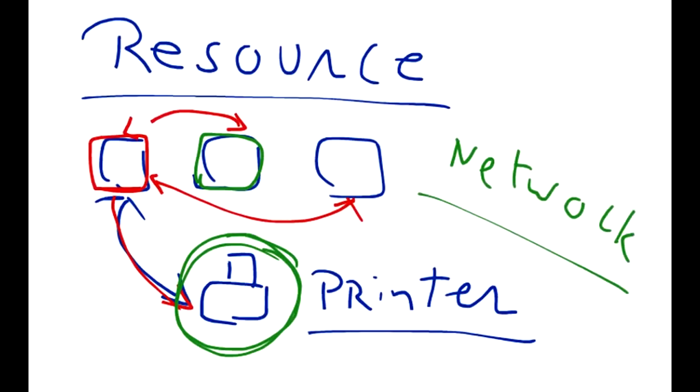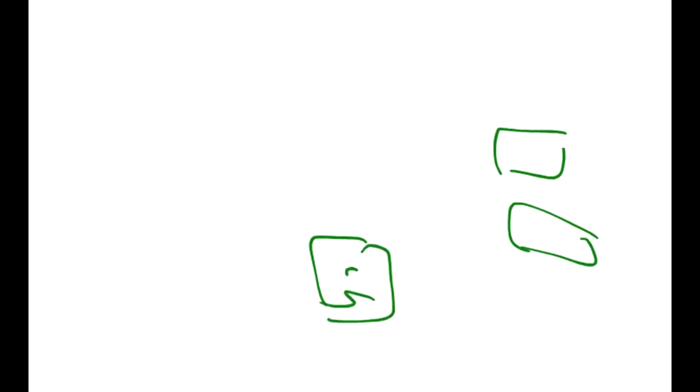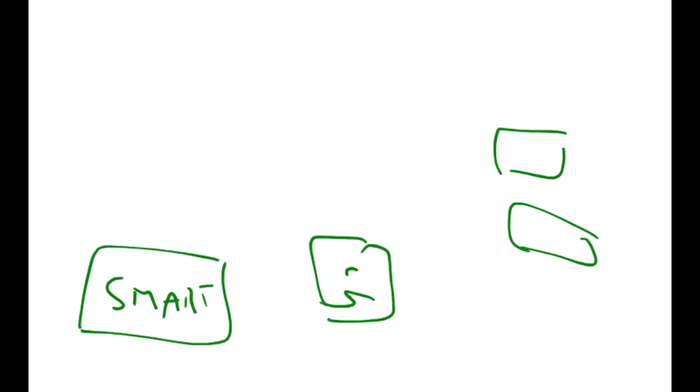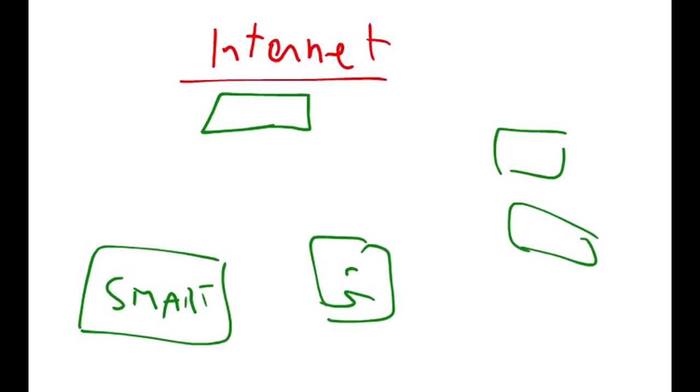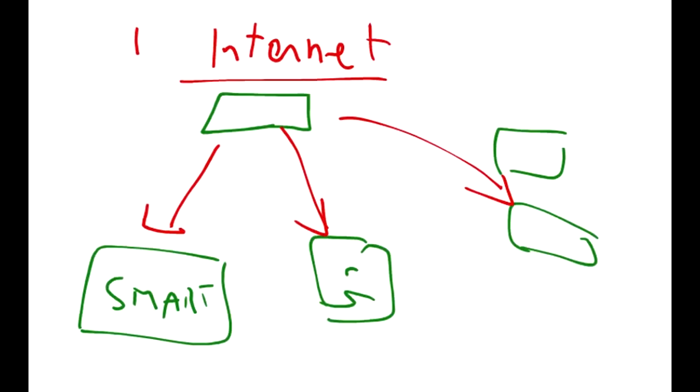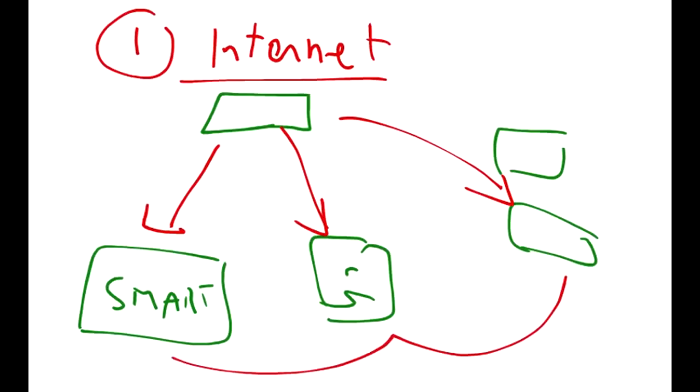Another example of resource sharing is the internet connection. Let us suppose we have got a laptop, a tablet, and a smart TV at home, but we have got only one internet connection. And usually at home we share one internet connection resource with three devices. So the purpose of a computer network is to share the resources and to share the data.